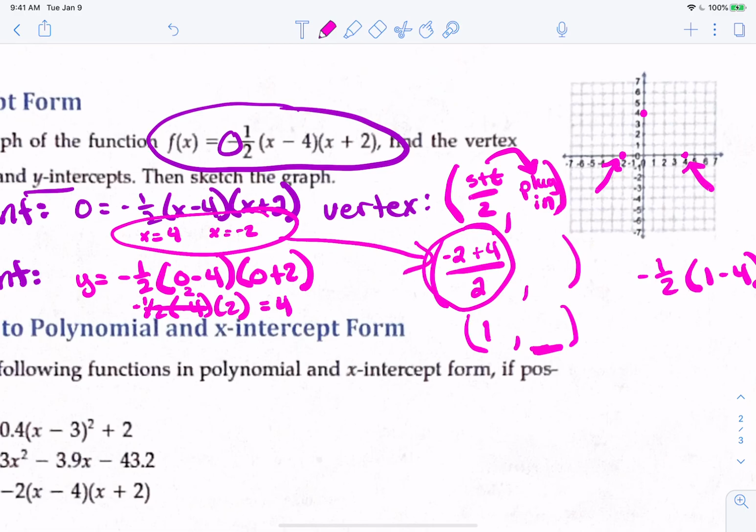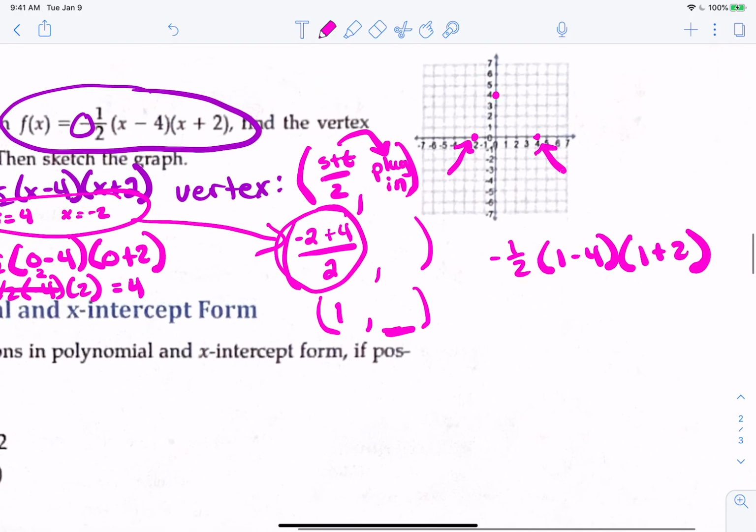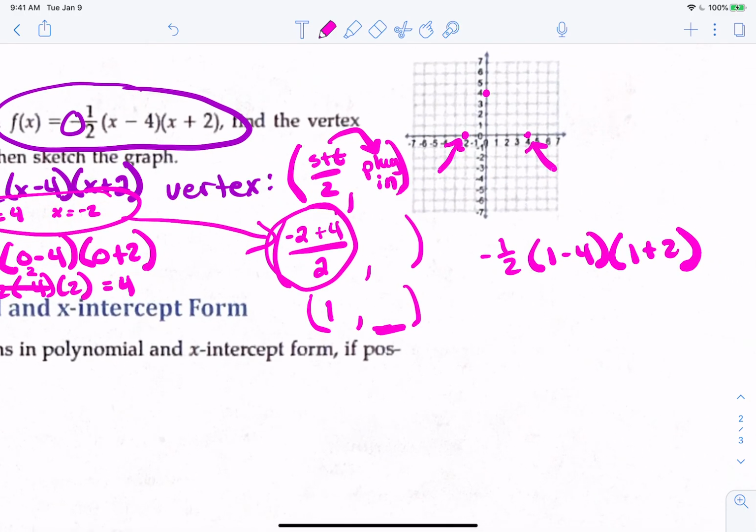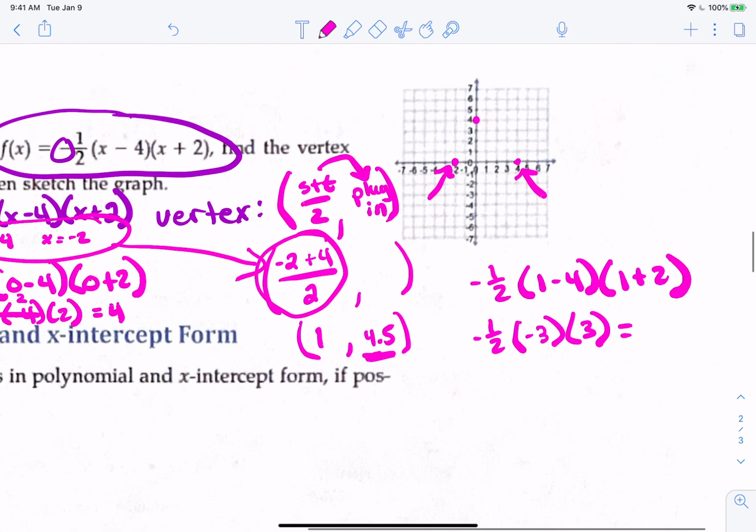So it's going to be added together and divided by 2. So S plus T, this is these 2 added together. S and T are 4 and negative 2. I take negative 2 and add 4, and I divide by 2. And that comes out to be 1. So now I'm plugging 1 in. Negative 1/2 times 1 minus 4 is negative 3, times positive 3. And you said you got 4.5. Is it positive or negative? Positive 4.5. So 1 comma 4.5 right there.